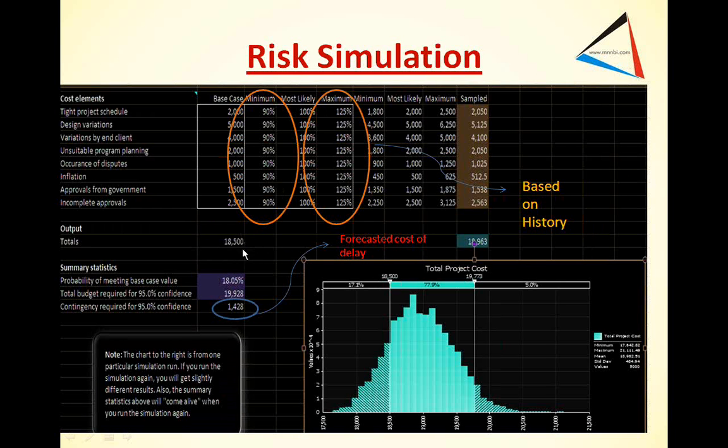And based on that, we had arrived at an average cost of 18,500. But once we plot it on the normal distribution curve, the most probable value comes out to be 18,963. That means that there is only an 18.05% chance that the 18,500 base cost would be met. And there's a 95% chance that 19,928 would be met.